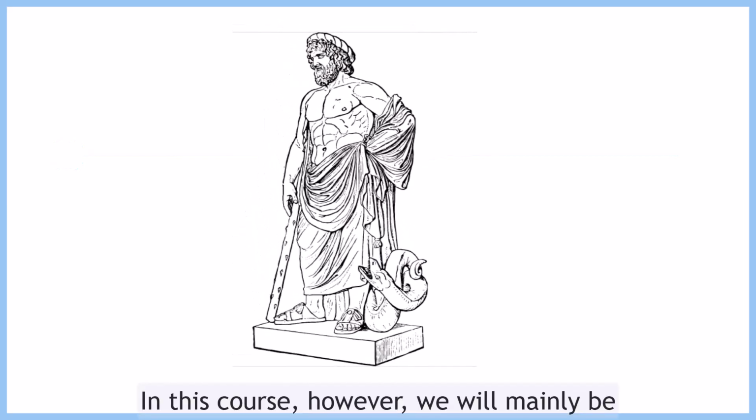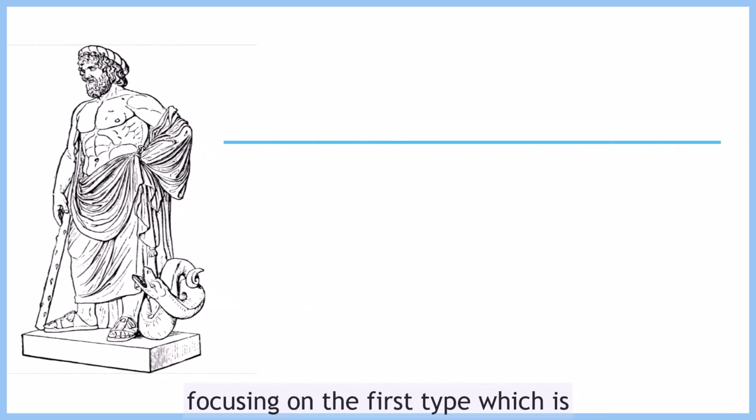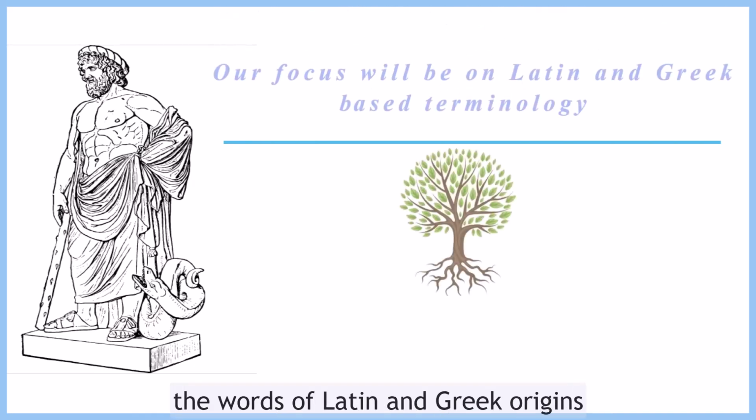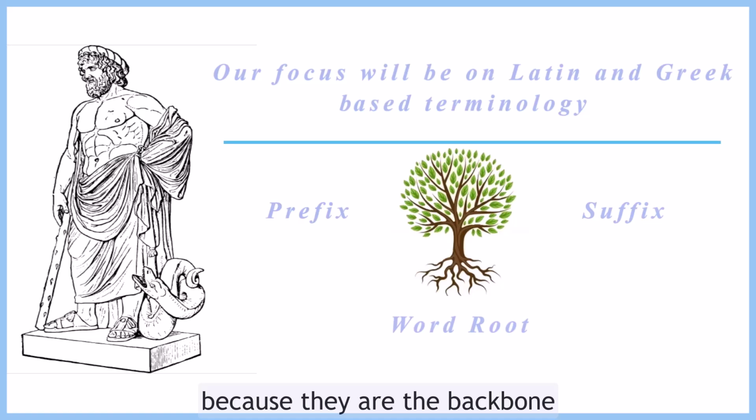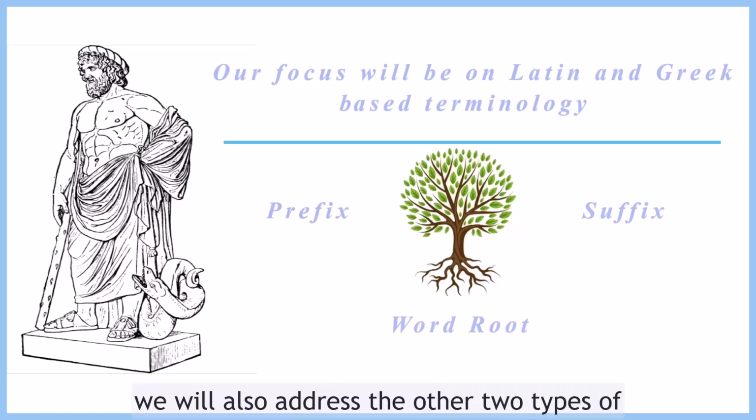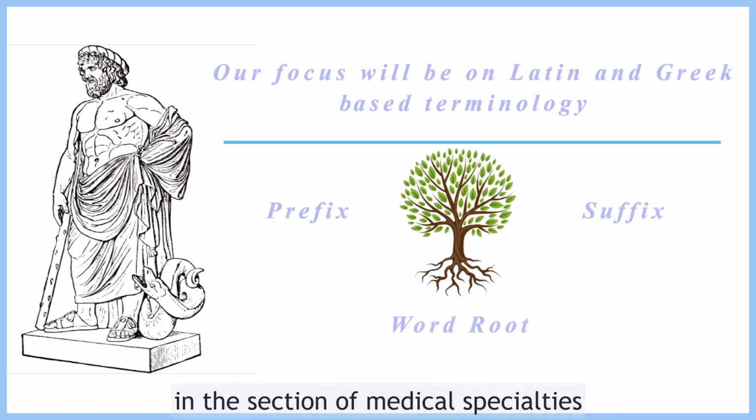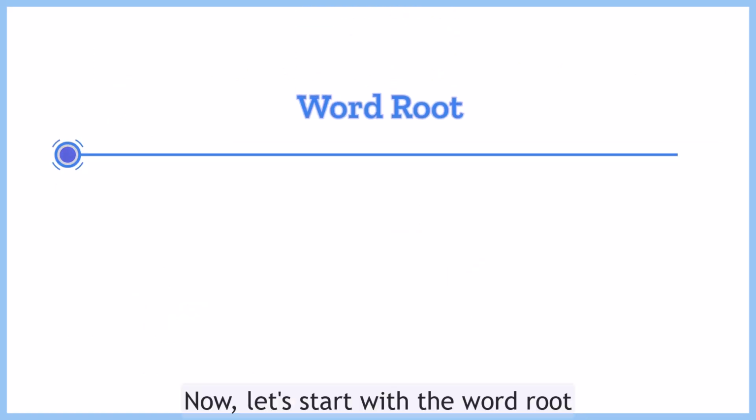In this course, however, we will mainly be focusing on the first type, which is the words of Latin and Greek origins, because they are the backbone of medical terminology, and they make up to 75% of total medical terminology. We will dissect them and clarify their word roots, prefixes, and suffixes. In addition, we will also address the other 2 types of medical terminology in this section of medical specialties. Now, let's start with the word root.